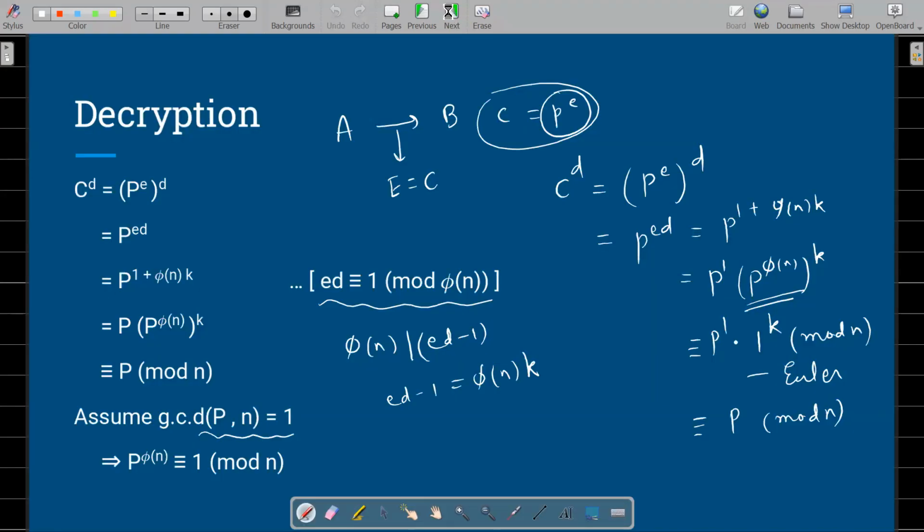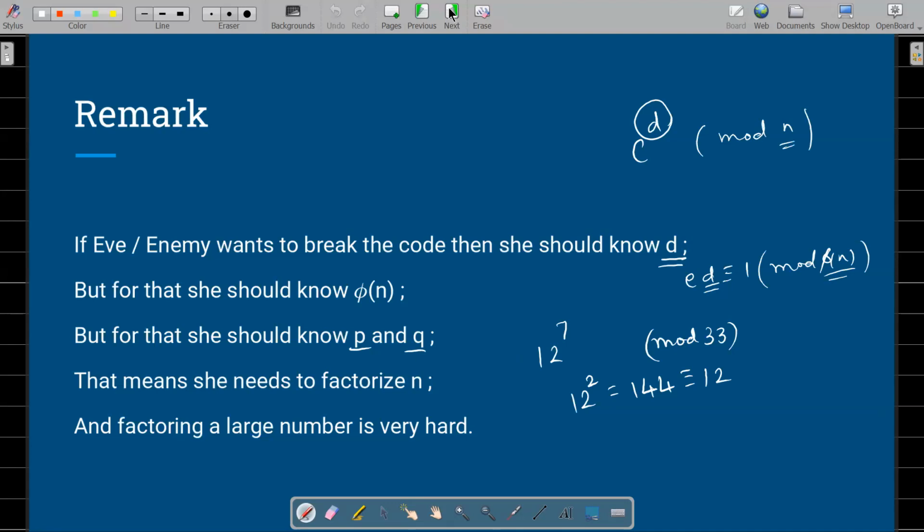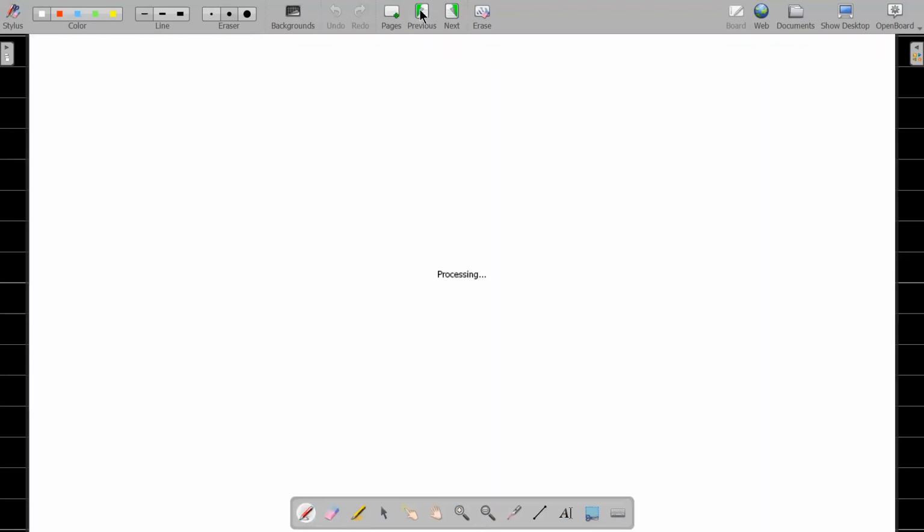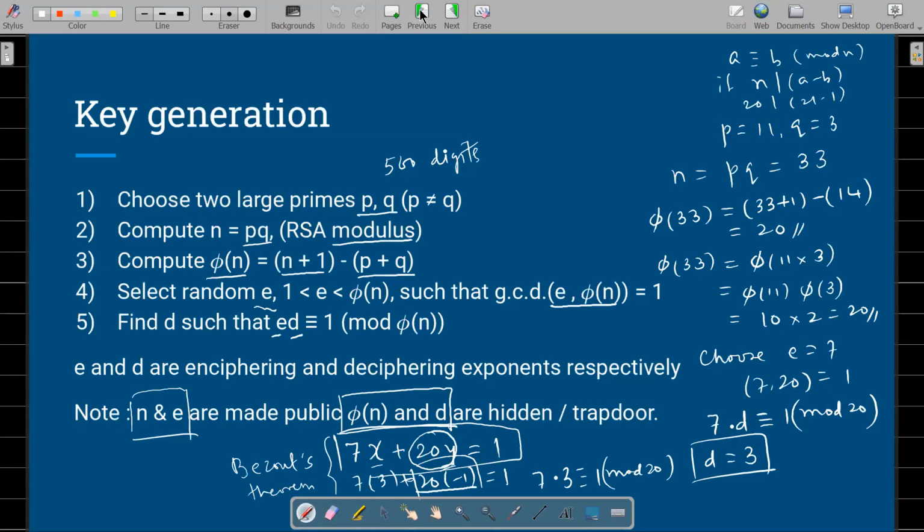Sir, where did we use -1 here? We found that y is -1, right? That vanishes because it's 20 into -1, and 20 becomes 0, because we are working modulo 20. So let that y be anything, it will become 0. Okay, sir.